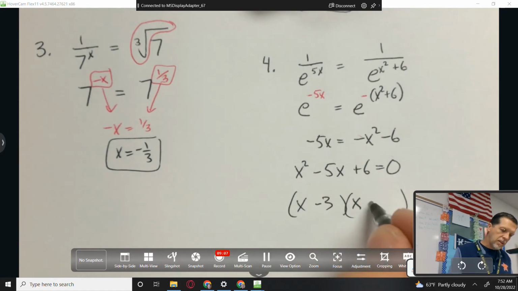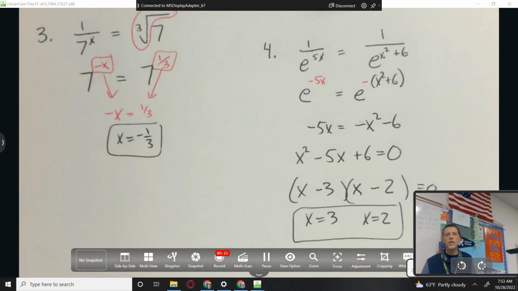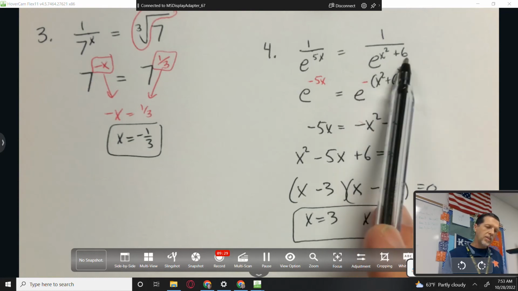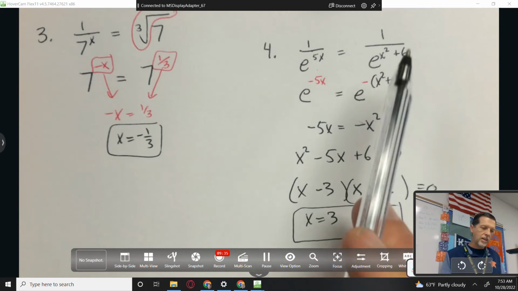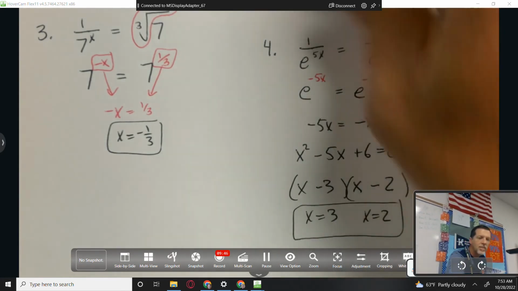Let's see, x minus 3, x minus 2. So x equals 3 and x equals 2. And as always with equations, not that many people do it, but you could go back and check. If I plugged in 3, I'd get e to the 15th on this side. If I plugged in 3, I'd have 9 plus 6 is 15, so that works. If I plug in 2, I'd get e to the 10th on this side, and e to the 4 plus 6 is 10 on that side. So this is not one of those things that you have to check, but if it's a long one and you're not sure, it's usually not too difficult to plug your answer back in and see if it works.